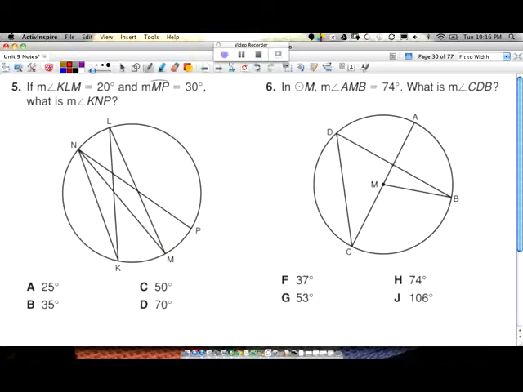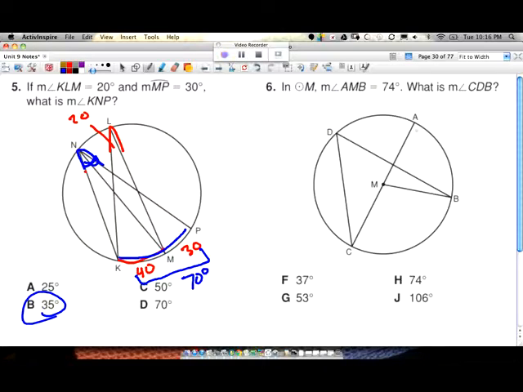Okay, so KLM. We're talking about this angle right there. That's 20 degrees, which means that the arc it makes over here is 40 degrees. Okay, that's kind of helpful. Arc MP, that's 30 degrees. What's KNP? So it's asking what's this angle here, which would put these two arcs together. Oh, we could do this because these two arcs together make 70. So the angle is going to be half of that, which is 35. That wasn't too hard at all.